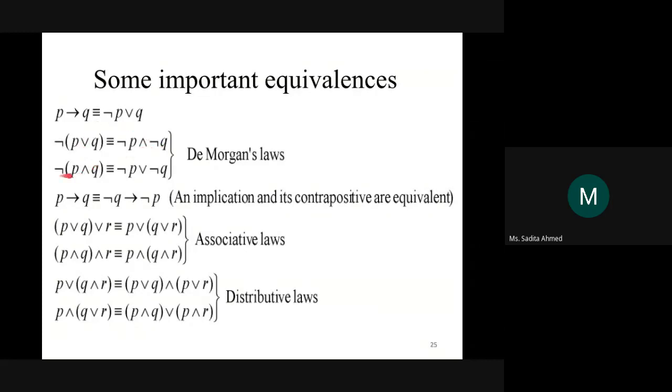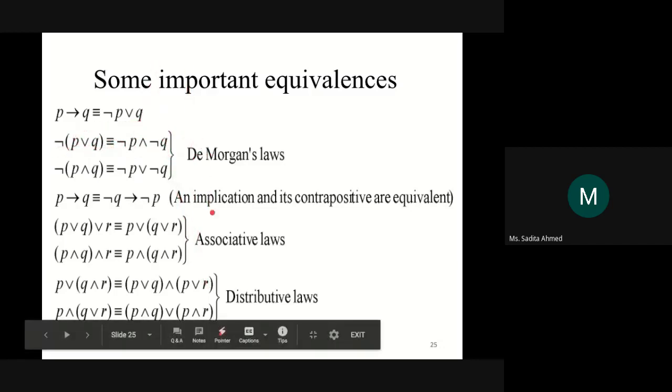Same goes for AND. If you have this scenario, first you apply the negation on each of the variables: negation on P, negation on Q, and the operator between these two variables is just inverted. You have the opposite of the operator there. And these two are equivalent. You can convert the expression on the right hand side to the left one or the left one to the right one. So that's De Morgan's law. These are the equivalences that you need to know as well.